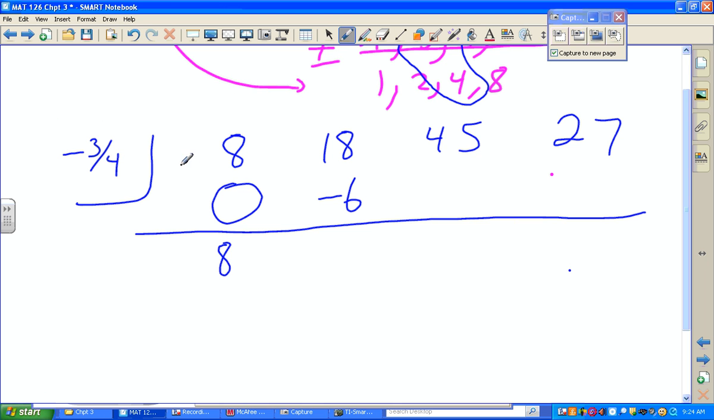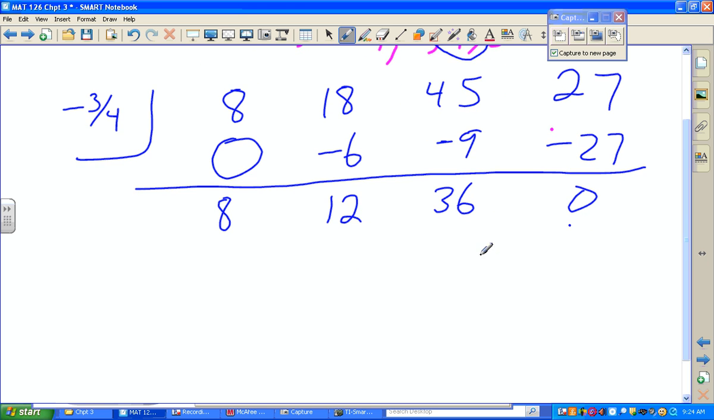So now I have synthetic division. 12. 12 times that is negative 9. Add that, you get 36. Negative 27, and you get 0. Booyah! It's a winner. And what's the result of this going to be? Plus 36, right? So there's one of my answers.